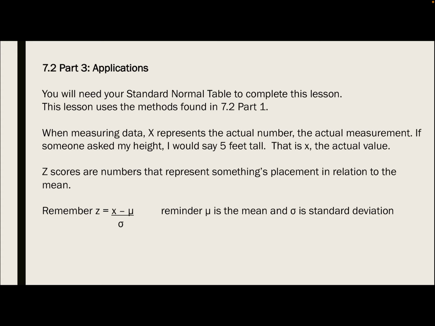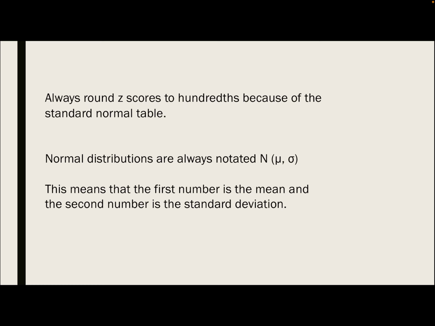That is X, the actual value. Z-scores are numbers that represent something's placement in relation to the mean. Remember, Z is X minus the mean divided by the standard deviation. Always round Z-scores to hundredths because of the standard normal table. Normal distributions are notated in parentheses, mu for the mean, sigma for the standard deviation. First number, mean. Second number, standard deviation.